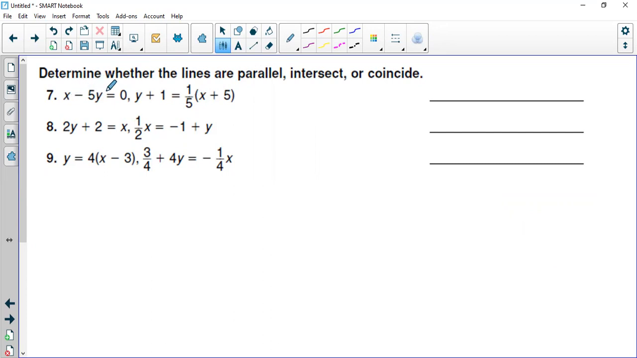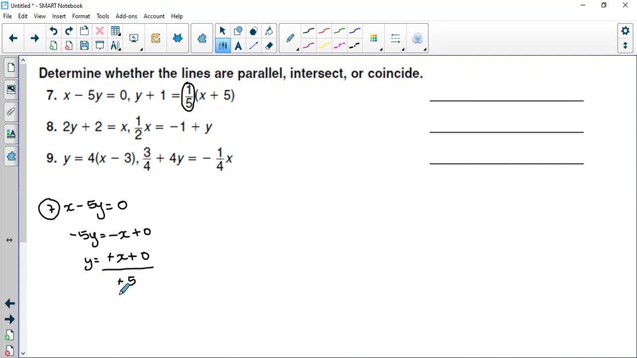So one equation is in this form and another one in this form. From this easily we could find out that the slope is 1/5. But here we have to find the slope. So how are you going to find the slope? Rearrange this equation in the slope intercept form. How are you going to rearrange this? It's going to be -5y equals -x plus 0. y is equal to -x plus 0 over -5.